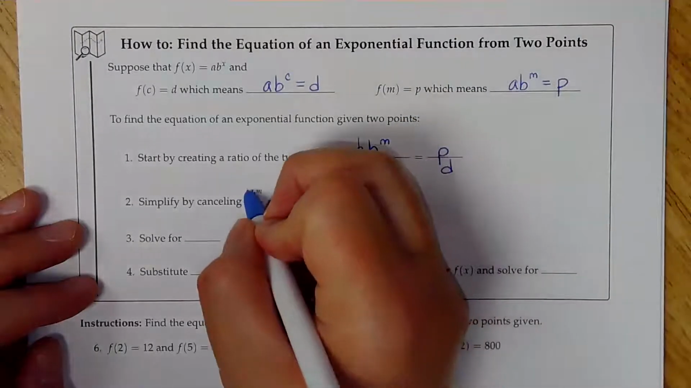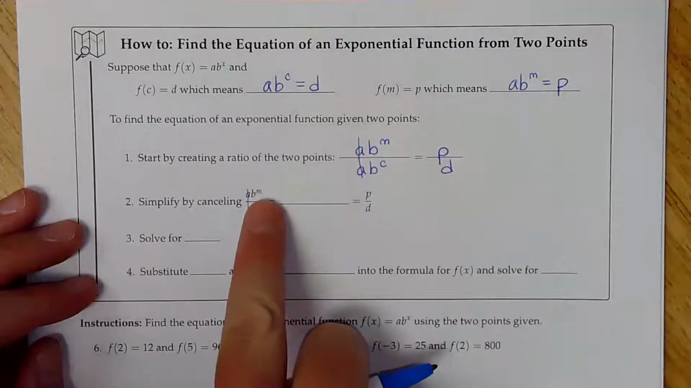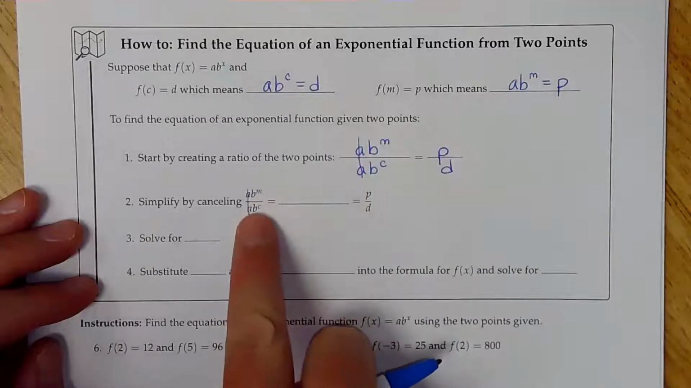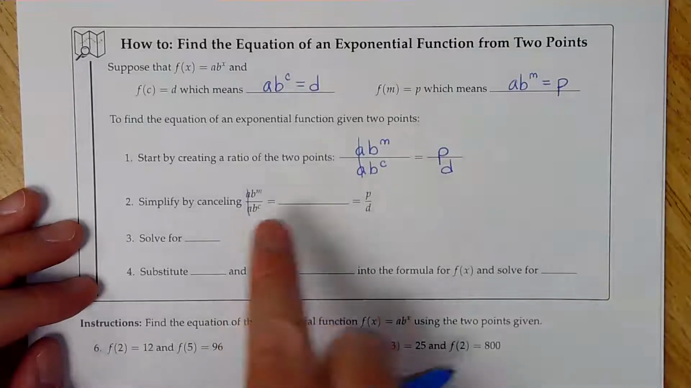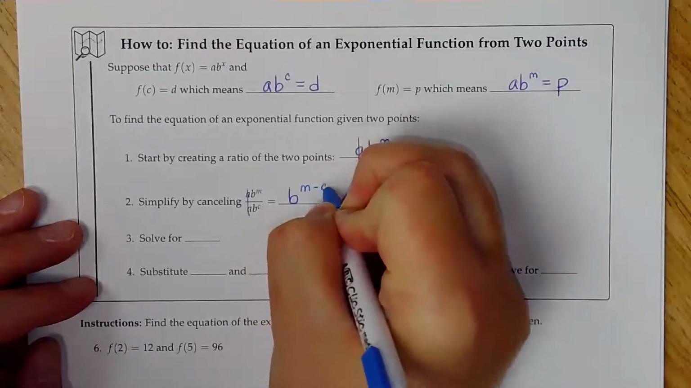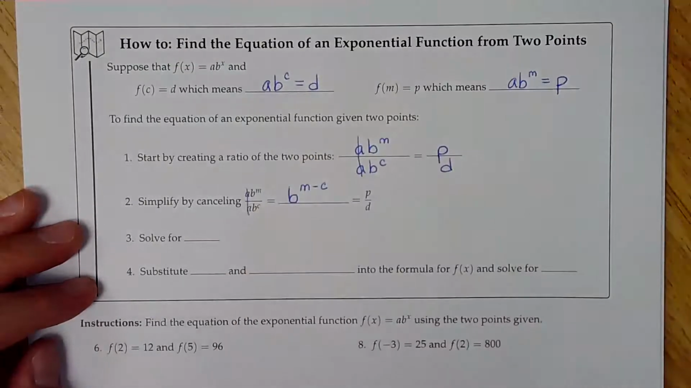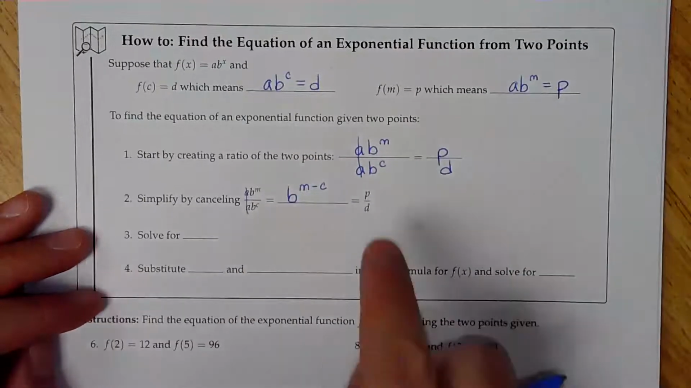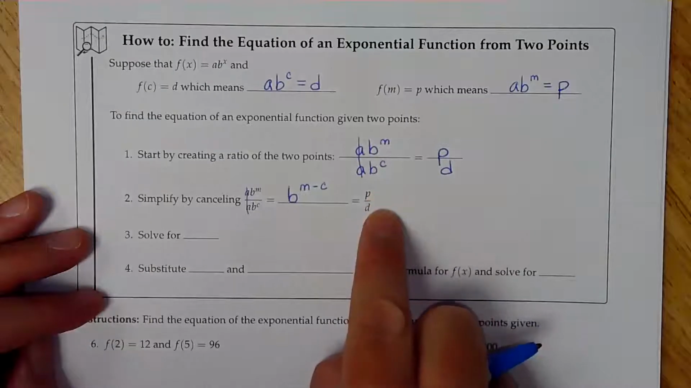Okay, and I'm going to simplify this down. So that gives me b to the m over b to the c. And the way that exponents work, that's b to the m minus c. So I can subtract those exponents. I'll just have b raised to 1 power is equal to p over d.